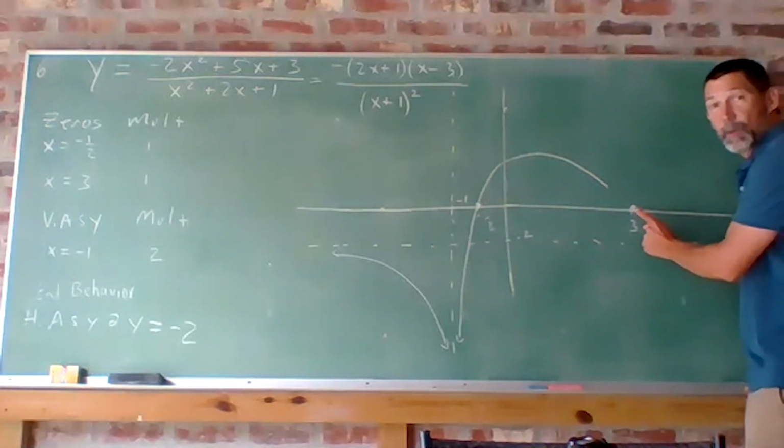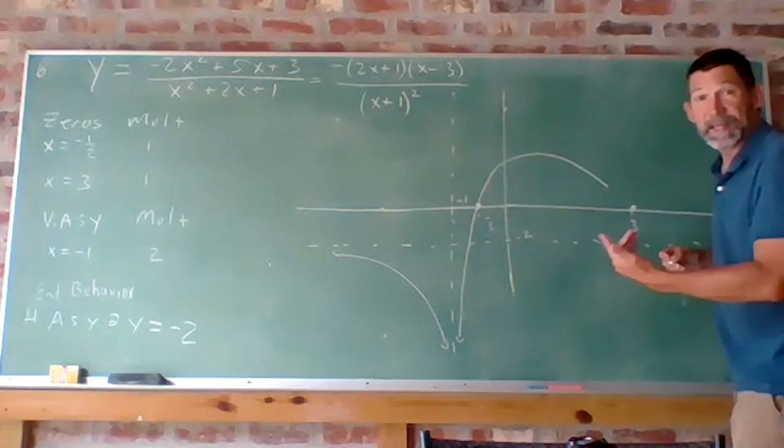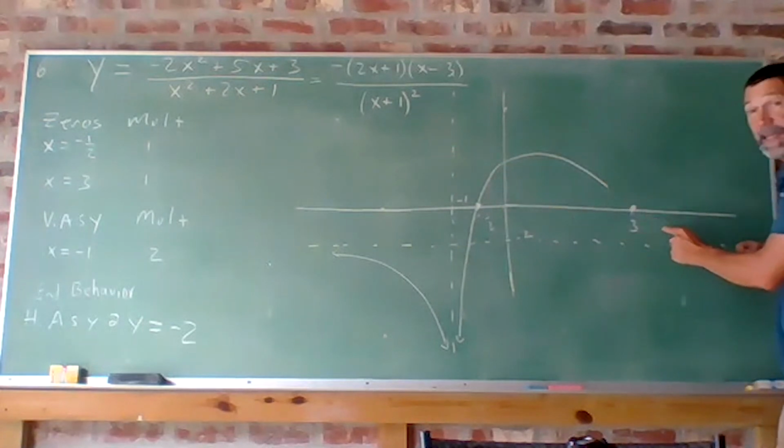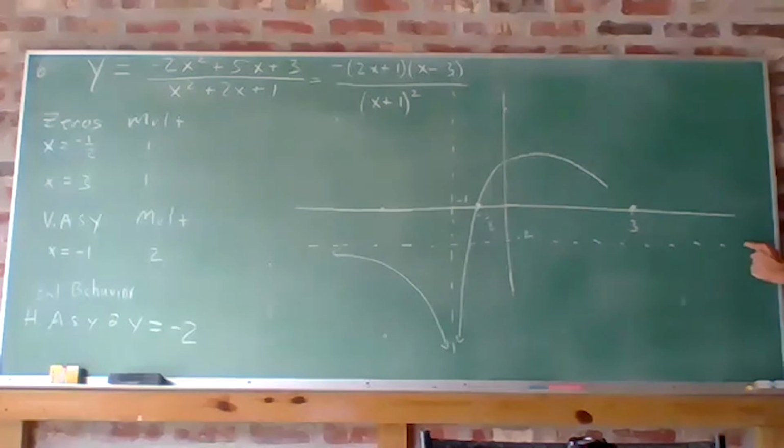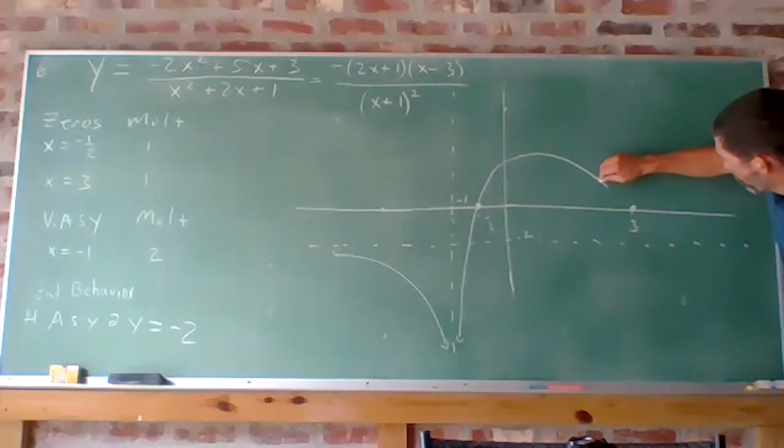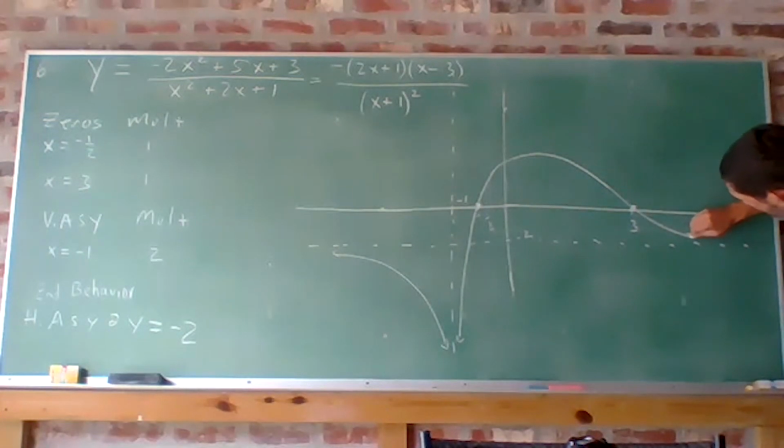And I'm coming back to x equal 3. At x equal 3, my multiplicity is 1. Again, that's an odd number. So I need to cross the x-axis, and then I can approach my end behavior. So this looks like the graph.